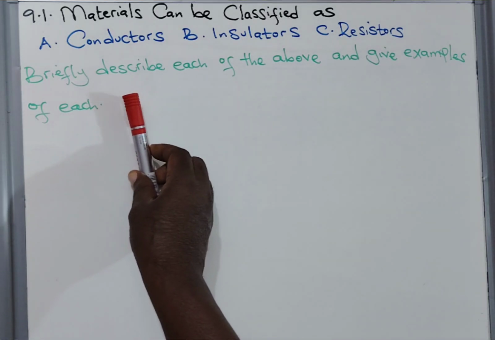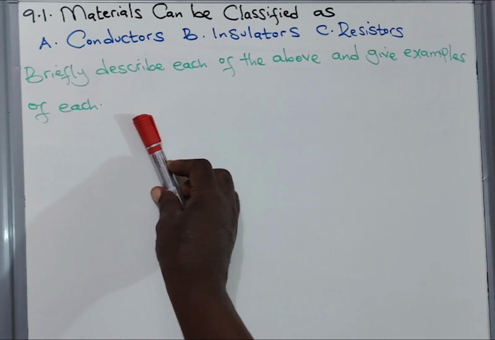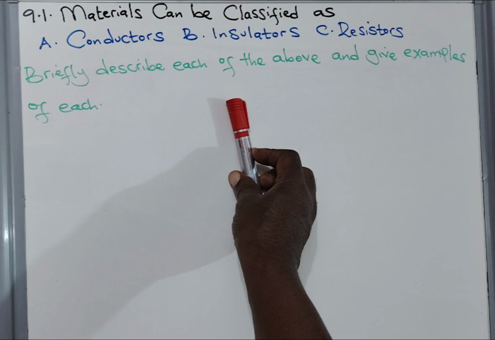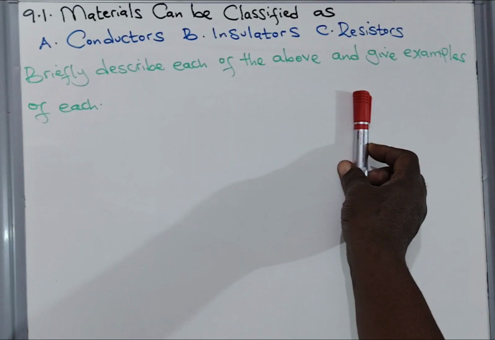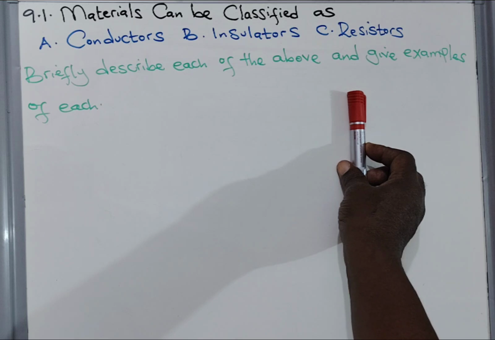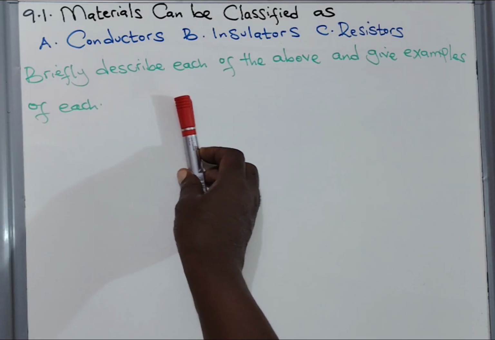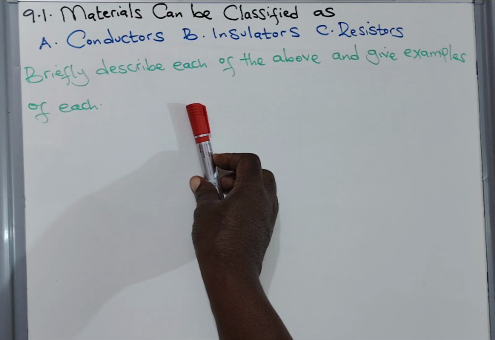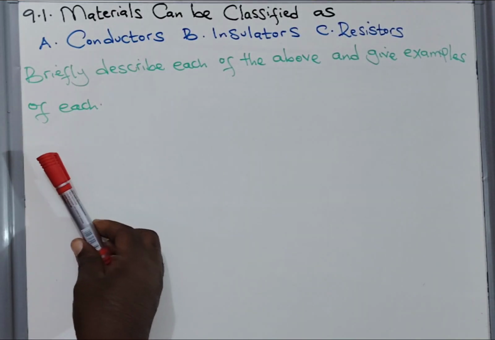Today we are looking at this question. It says that materials can be classified as A, conductors, B, insulators, and C, resistors. Then the question says, briefly describe each of the above and give examples. Okay, we start with conductors.